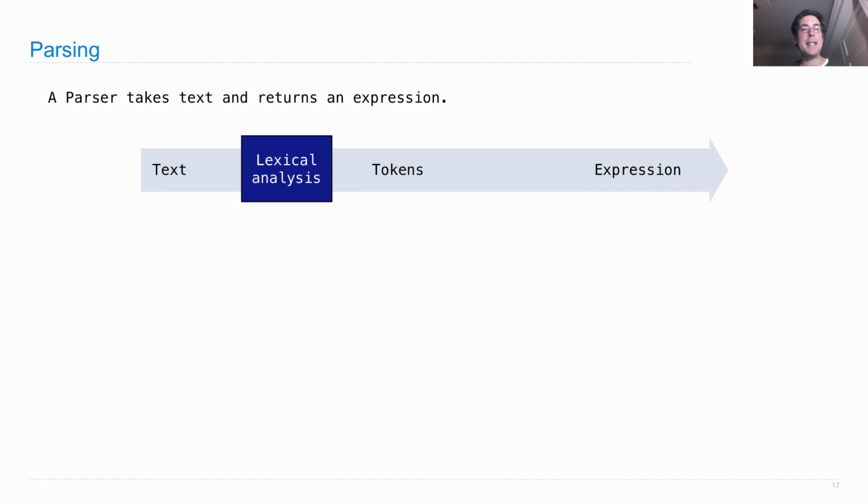Lexical analysis is the process of breaking up text into tokens, which are words or individual symbols. And then we do a syntactic analysis to figure out how those symbols nest into hierarchical expressions. So let's look at some examples here.